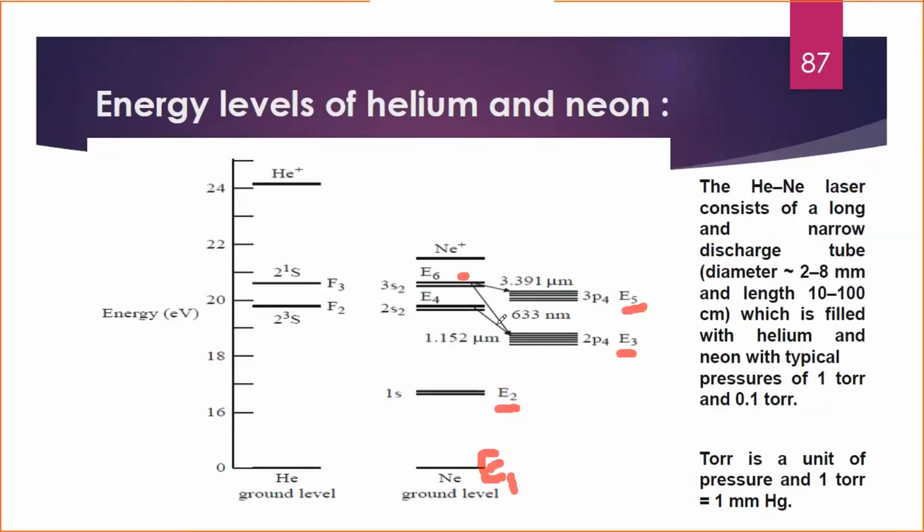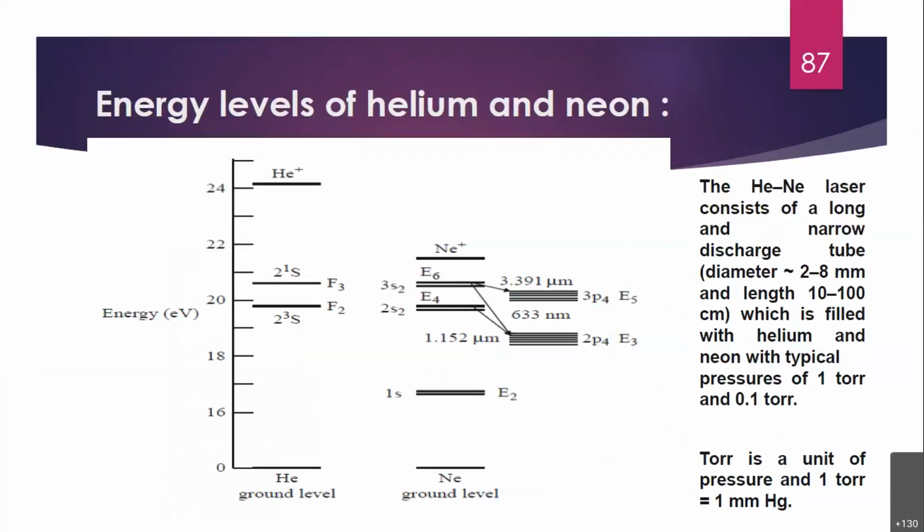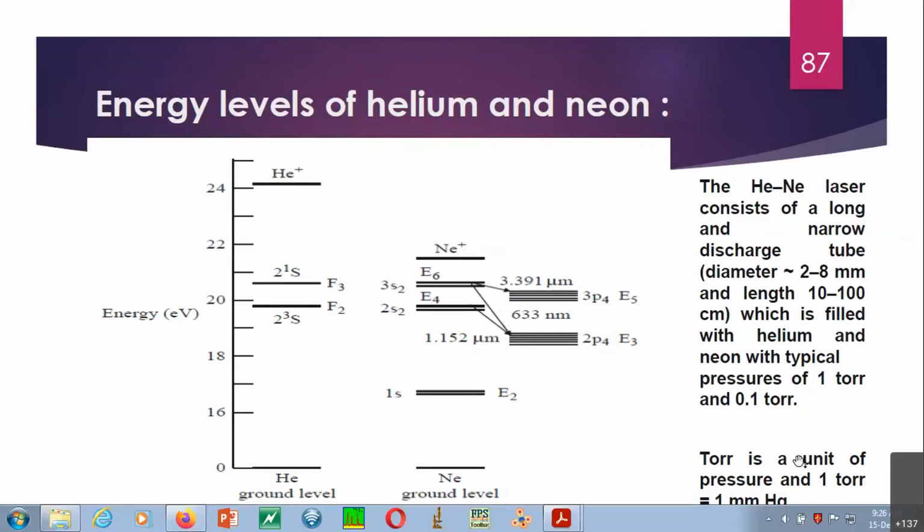More such details we are going to cover. But before that, have a look at this part. I was discussing the requirement: at what pressure you need to fill helium and neon inside the discharge tube. That is 1 torr for helium and 0.1 torr for neon. 1 torr is equivalent to 1 mm of Hg, which is the general unit we use. Now see carefully, these are the excited levels of helium. Let me annotate it also.